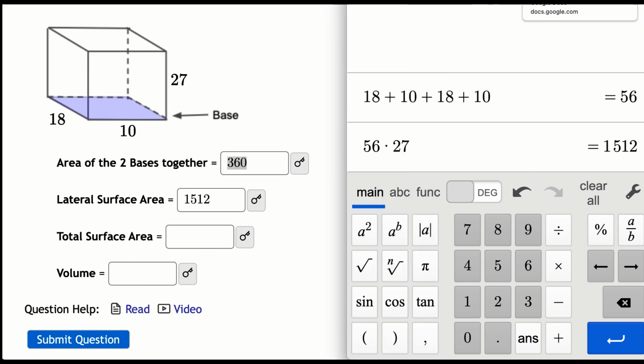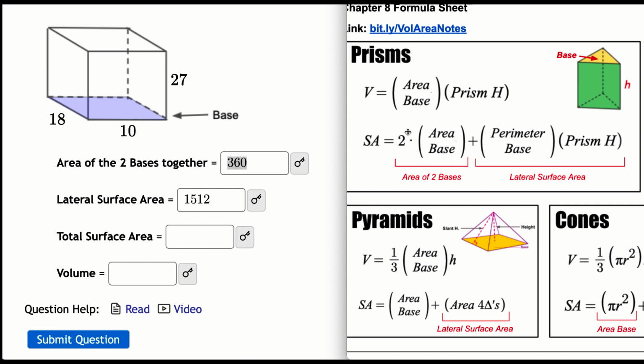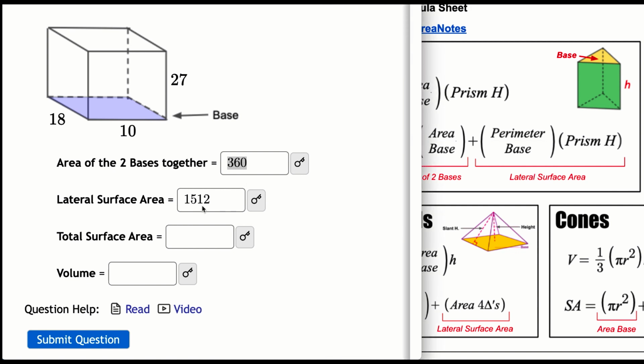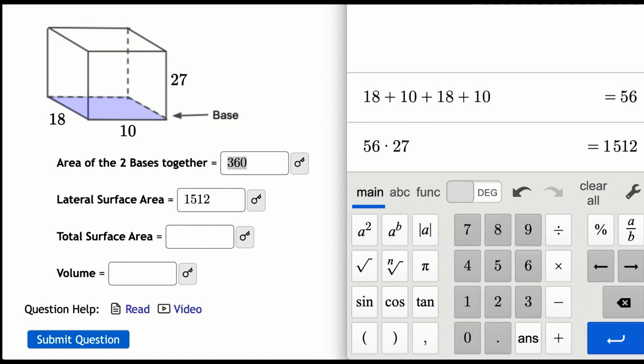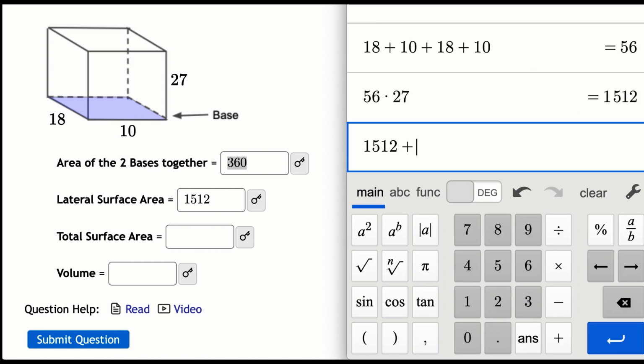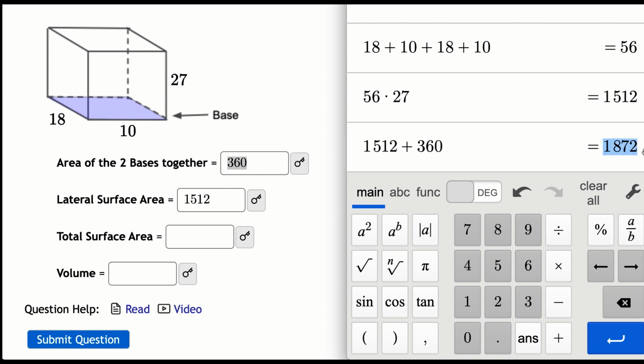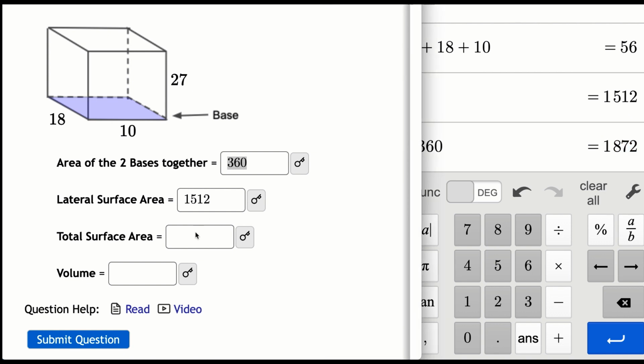Now the formula, if you look at this right here, the sheet says take your 2 bases, that's what you see in red right here, plus your lateral surface area, and then add those together. So if I just take 360 plus 1,512, that will be my answer then to this next part. And I'm just going to add my 360 that I had for my 2 bases, so plus 360, and then I get 1,872. That will then be your total surface area.